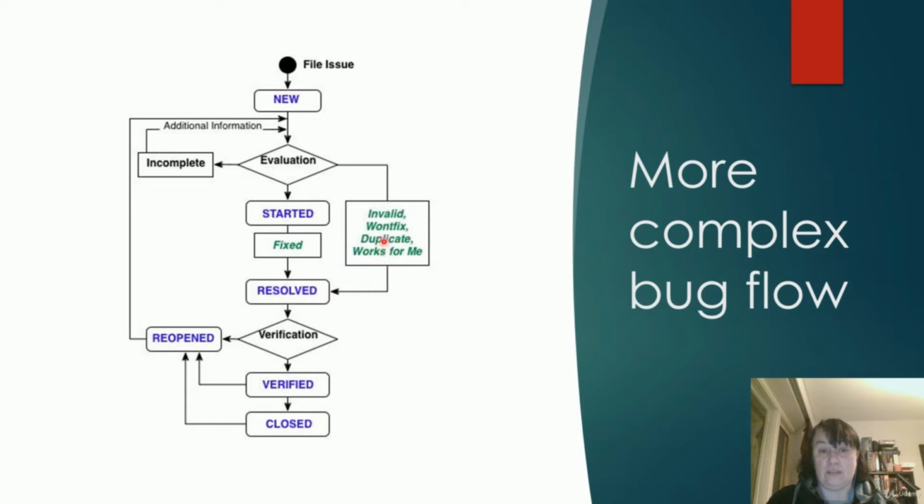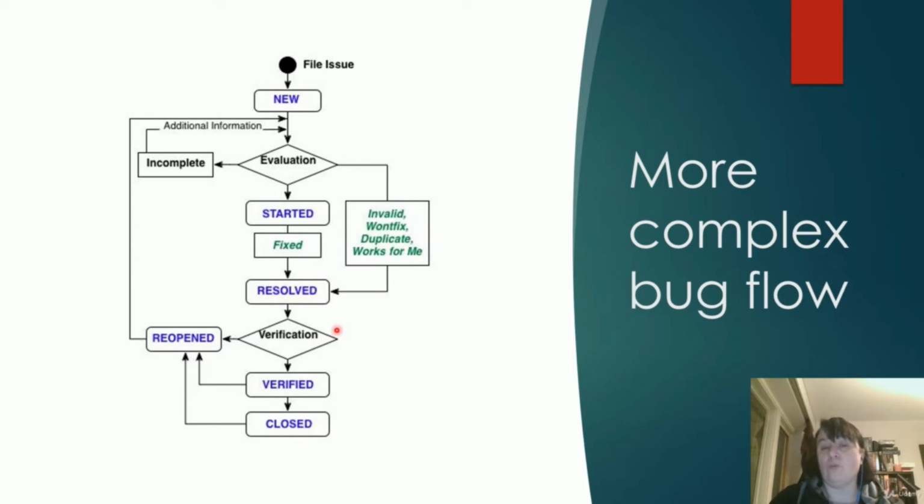All of these statuses would end up in resolved. That means that the bug is actually resolved, that there's no need to do anything with it. If the bug is accepted after evaluation, so it's something that we want to fix, it will be in status started. So that means somebody is working on it. Fixed, claimed fixed, basically, meaning that the fix is committed. It's resolved. That means that the fix is committed to the bug, or it's one of the statuses.